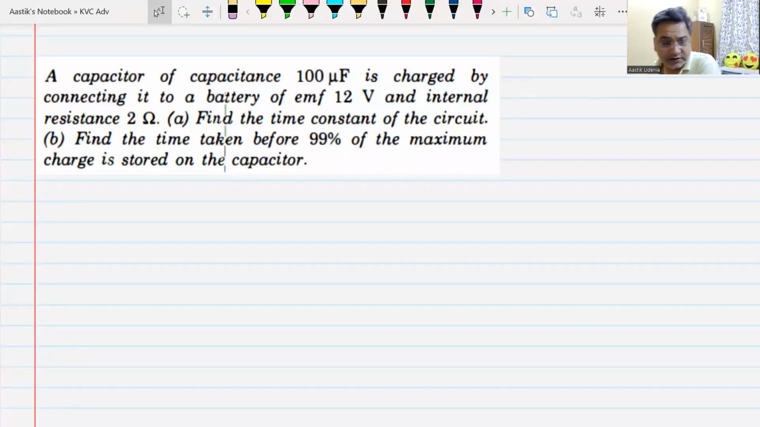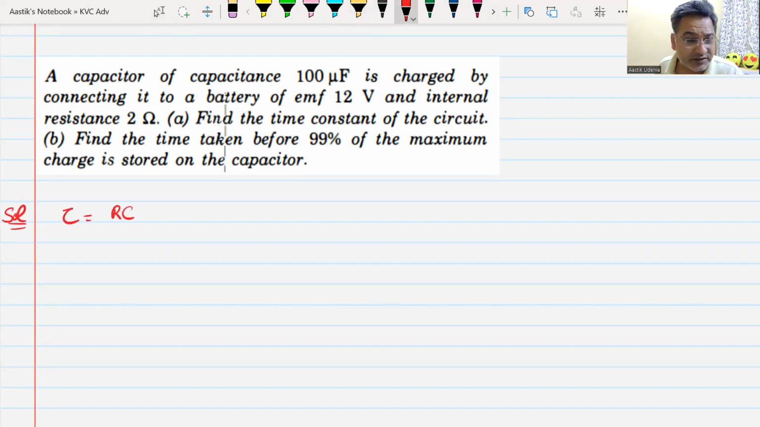So how are we supposed to get this? First of all, the simplest thing that you can do is to find out the time constant of this. The time constant is simply equal to R into C. Yes or no? Yes, sir. So that becomes 200 microseconds. Remember, 200 microseconds. Do we understand this? Yes, sir.